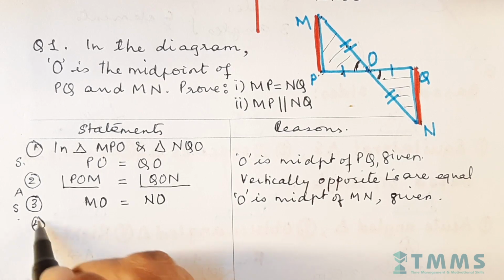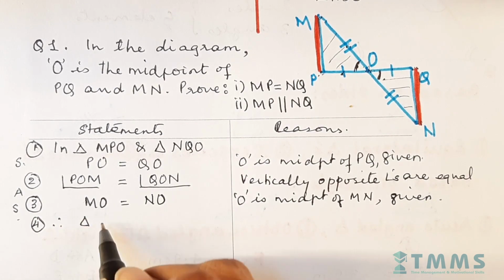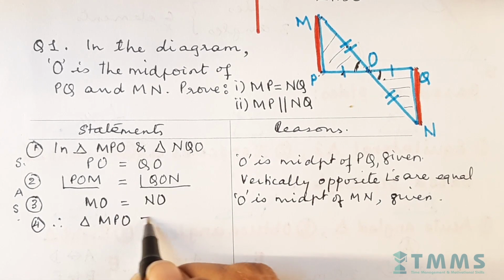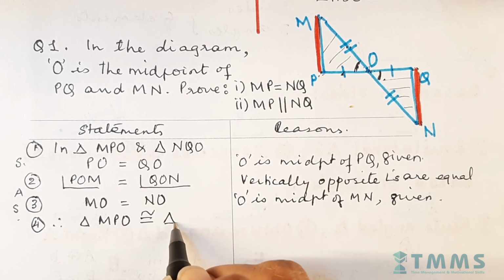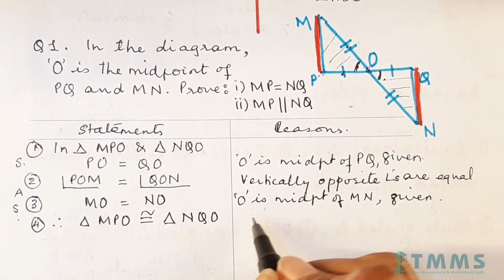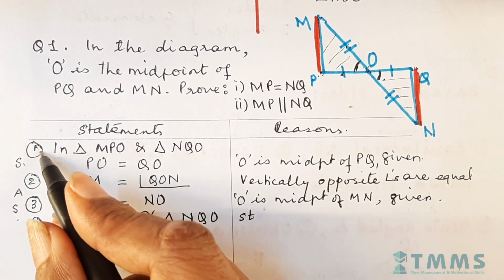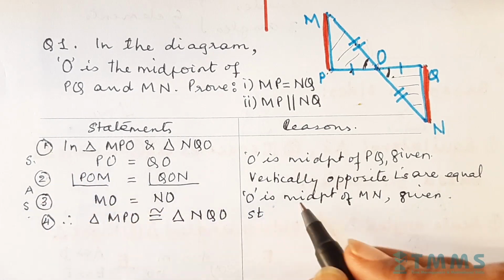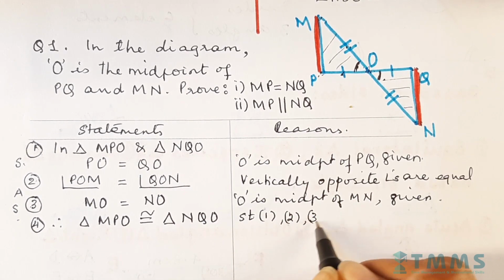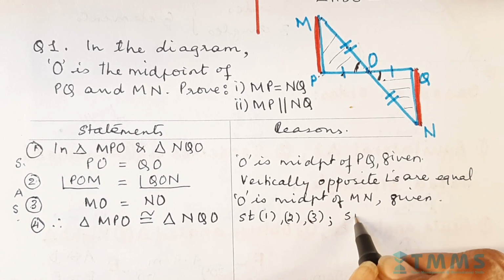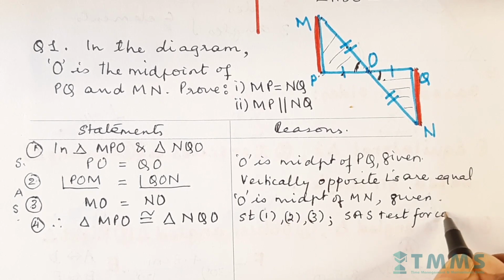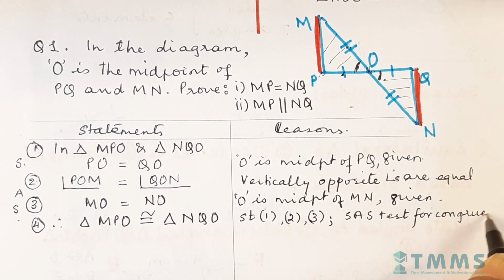And the fourth statement will be: therefore, the two triangles, which ones? Triangle MPO is congruent to triangle NQO. And why do I say that? I say that because I'm supporting my statement with these three statements, statements 1, 2, 3, and the SAS test for congruency.